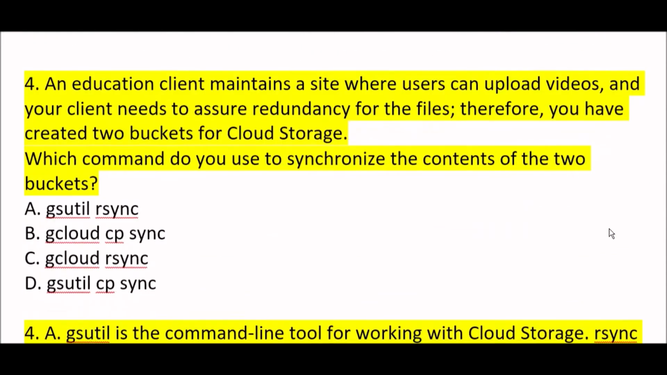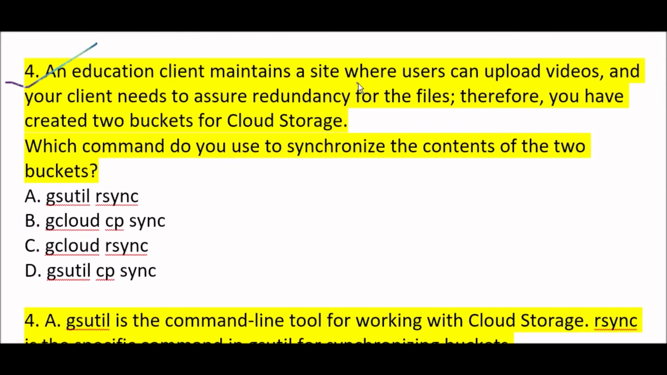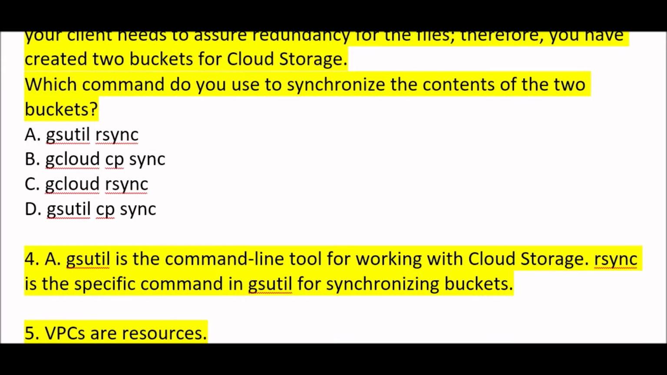Next question. An education client maintains a site where users can upload videos and your client needs to assure redundancy for the files. Therefore, you have created two buckets for cloud storage. Which command do you use to synchronize the contents of the two buckets? Option A, gsutil rsync. Option B, gcloud cp sync. Option C, gcloud rsync. Option D, gsutil cp sync. Right answer here is option A, gsutil rsync.